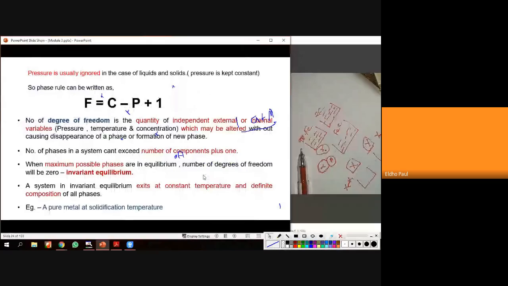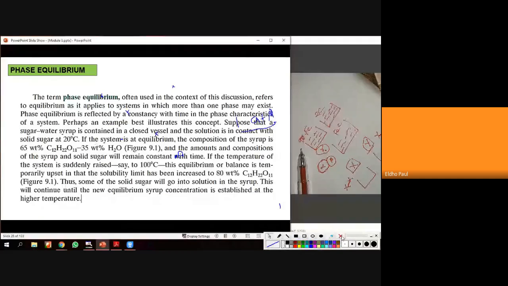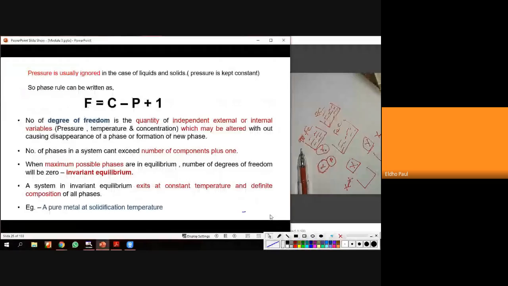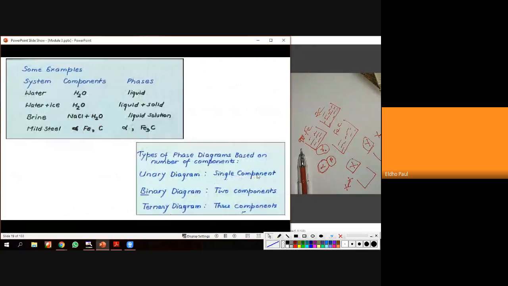Okay. So next, I am going to explain the unary diagram. What is a unary diagram? In a unary diagram, you can see only one component. In the case of sugar syrup, we have two components: one is water, the second one is sugar. So such a diagram is a binary diagram. But in the case of a unary diagram, we can see only one component.